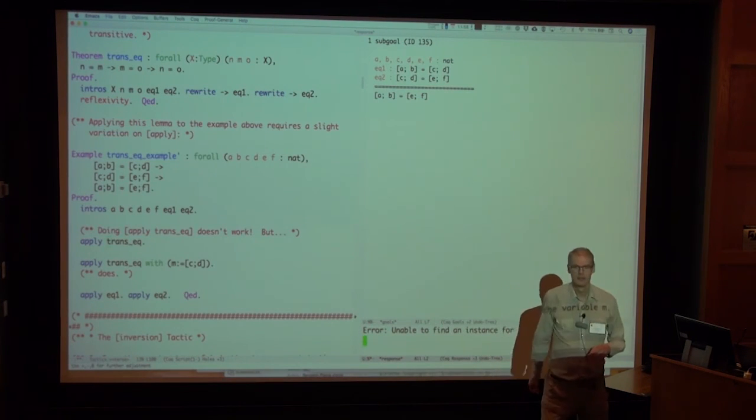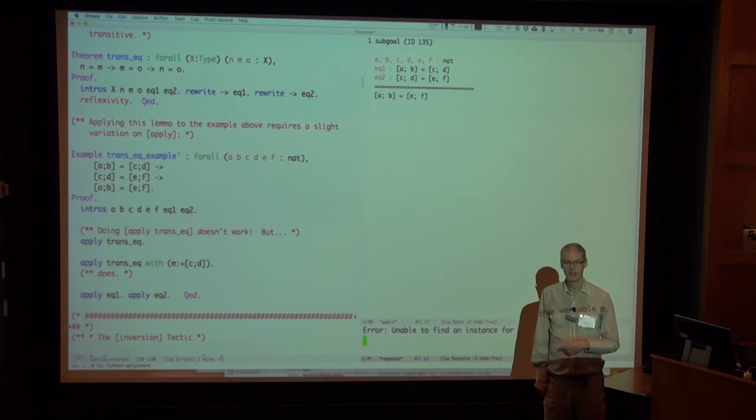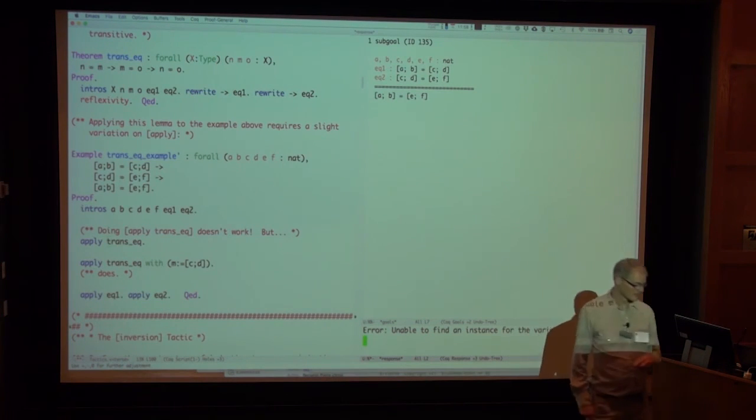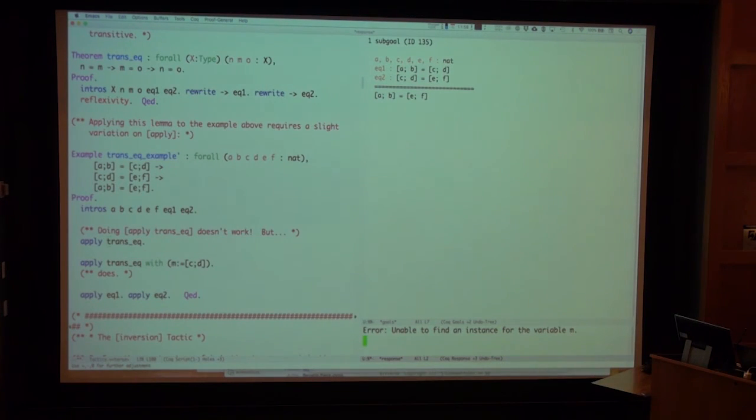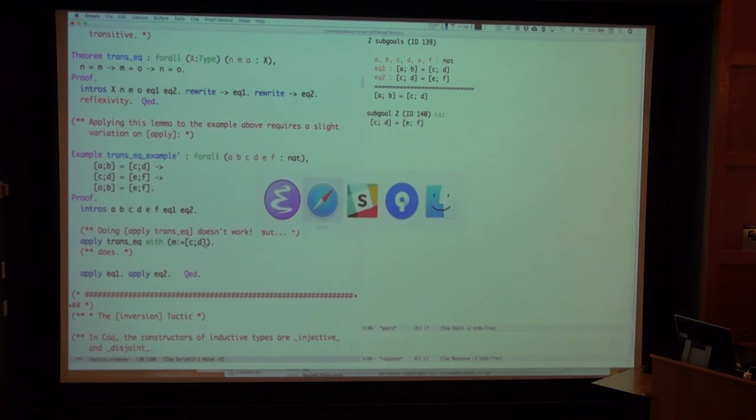Okay, so let me tell you what does work in this example, which is to tell the apply tactic, here is the value that you need to use for m. And we do that by adding a with clause, like this. So it says apply trans_eq, and when you need a value for m, here it is. That then makes it easy.